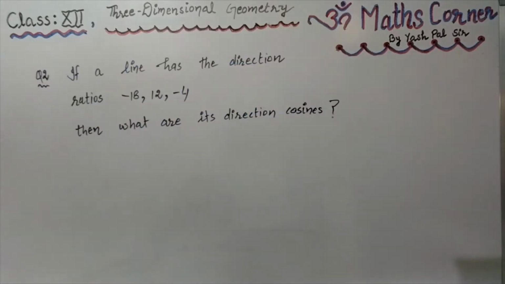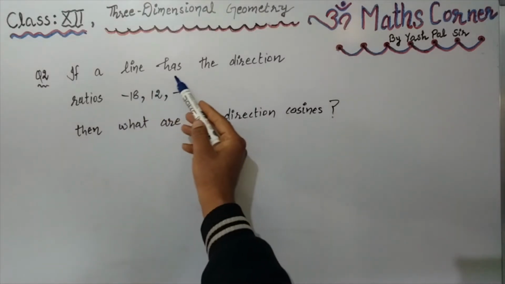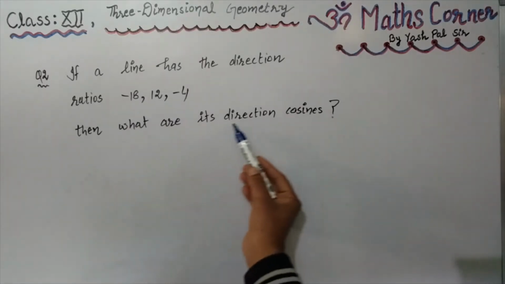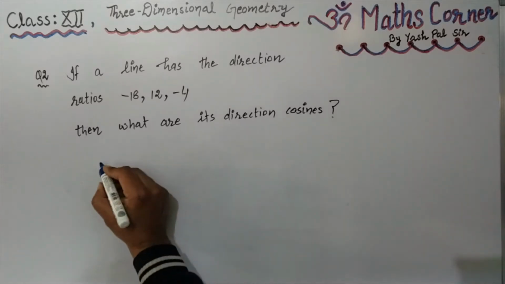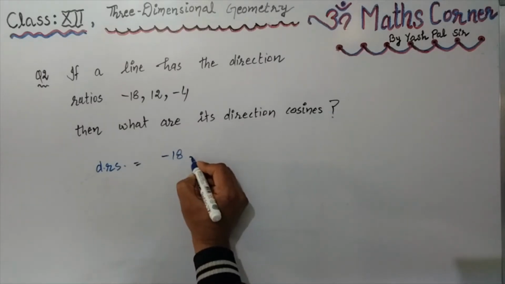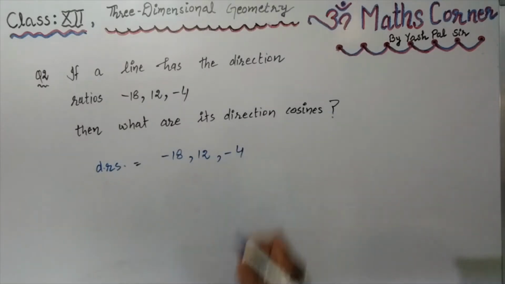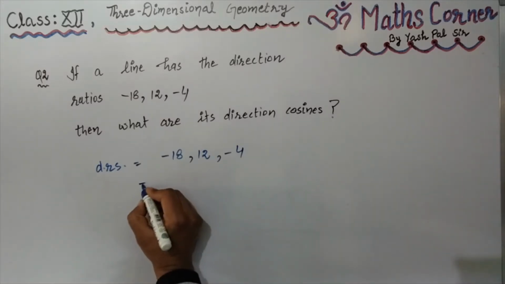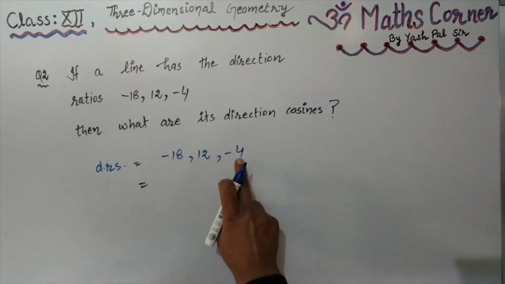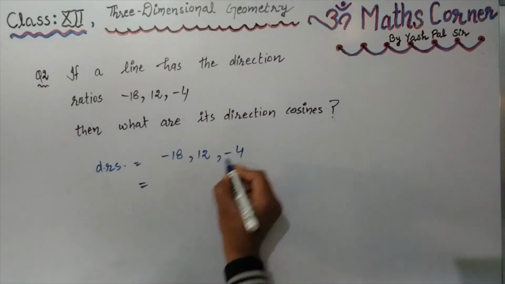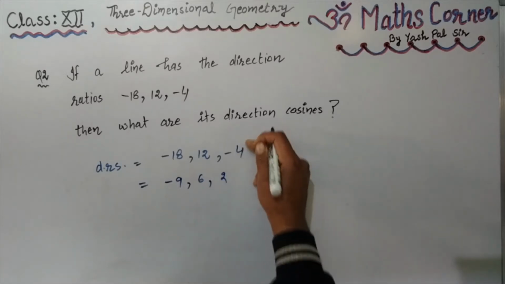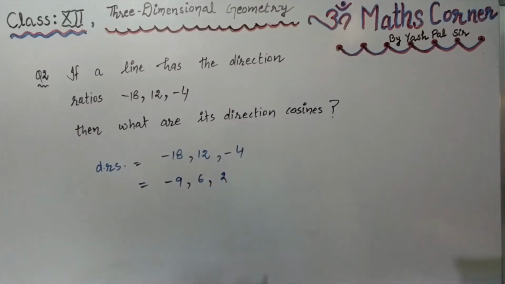Now next question, question number 2. If a line has the direction ratios minus 18, 12, minus 4, then what are its direction cosines? So first of all, the direction ratios are minus 18, 12, minus 4. Here we can also divide each number by 2. So we have minus 9, 6, 2. They are proportional.